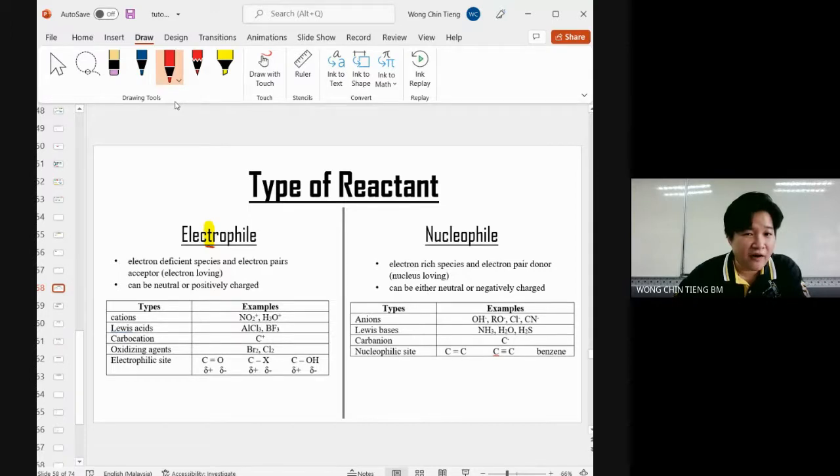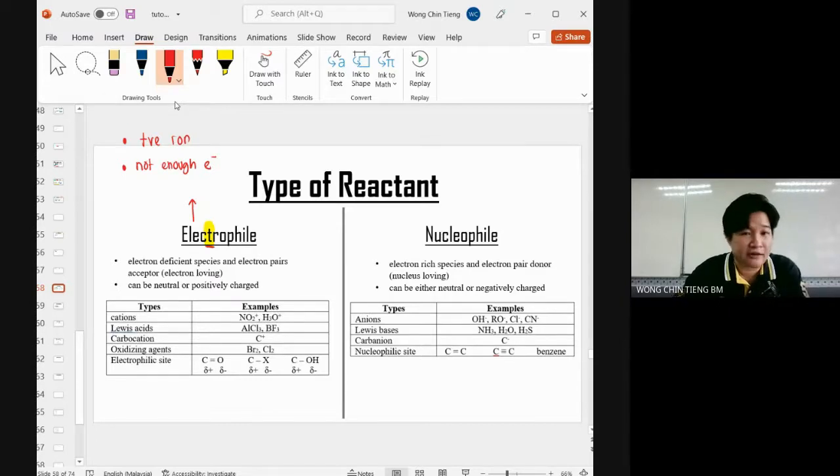Electrophile. See the T? I will memorize that because of the T, it is a positive ion. Why is that a positive ion? Ask yourself, why is that a positive ion? Because you have not enough electron. Okay?